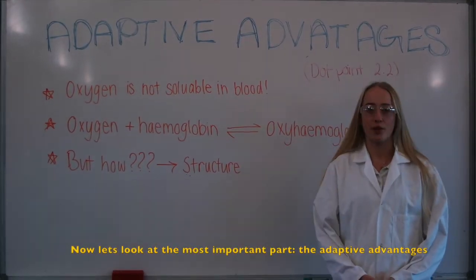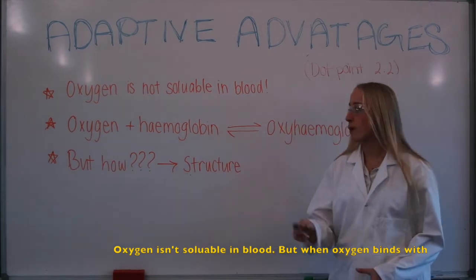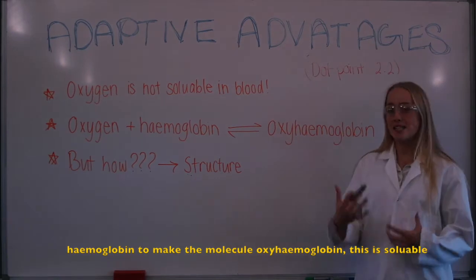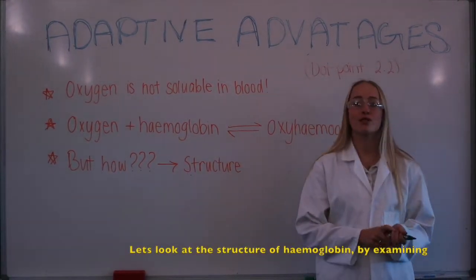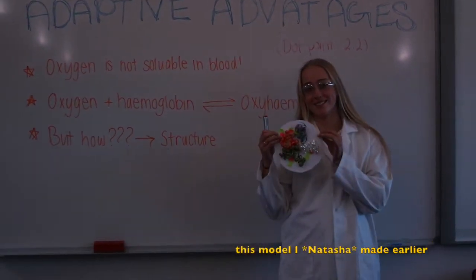Now let's look at the most important part, the adaptive advantages. Oxygen isn't soluble in blood, but when oxygen binds with haemoglobin to make the molecule oxyhemoglobin, this is soluble in blood. But how does this binding actually occur? Let's look at the structure of haemoglobin by examining this model I made earlier.